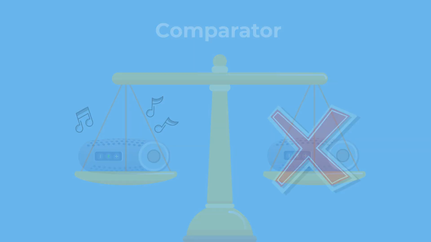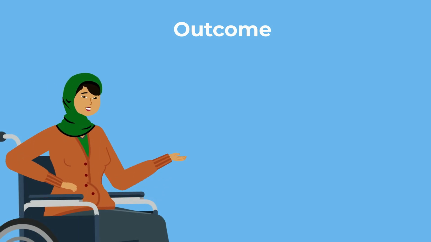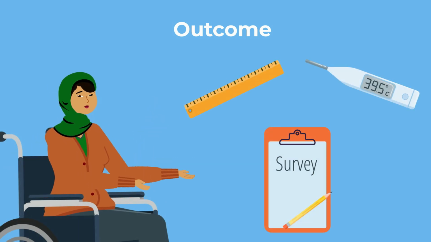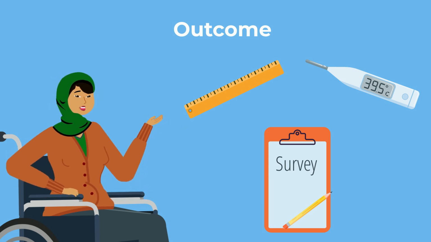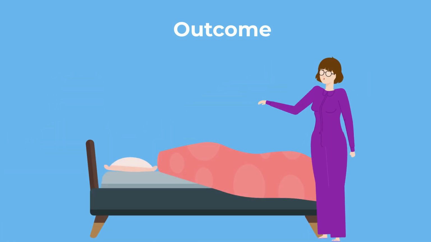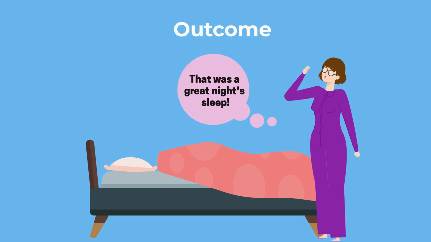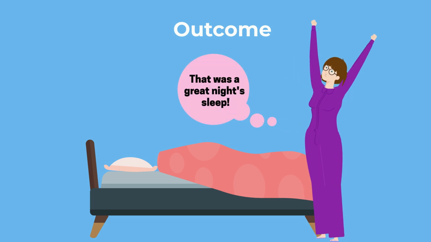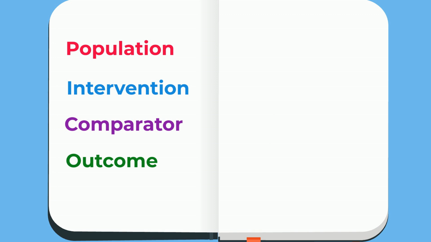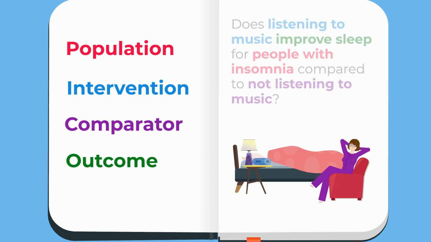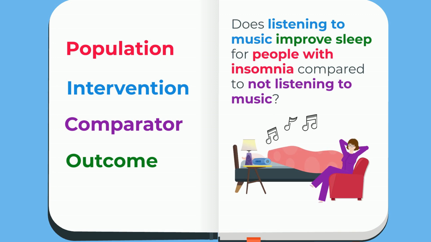And finally, we have the outcome. An outcome is something that we assess or measure to find out if the intervention being studied is having an effect. In our example, the outcome would be whether the participants' sleep improved or not. So, putting together the population, intervention, comparator, and outcome gives us the question: does listening to music improve sleep for people with insomnia compared to not listening to music?